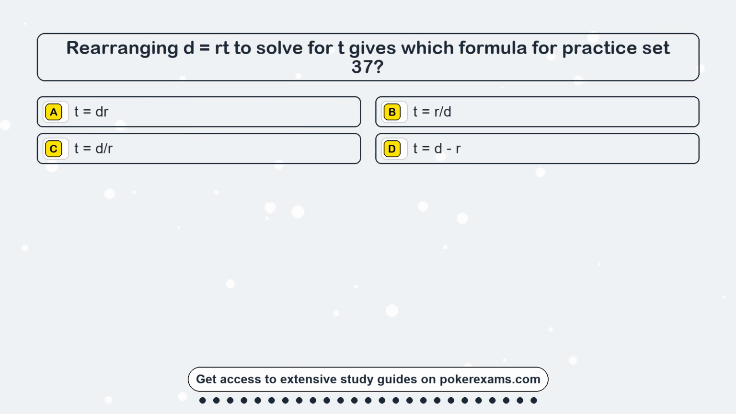Question 11. Rearranging d equals rt to solve for t gives which formula for practice set 37? Option A t equals dr. Option B t equals r slash d. Option C t equals d slash r. Option D t equals d minus r.